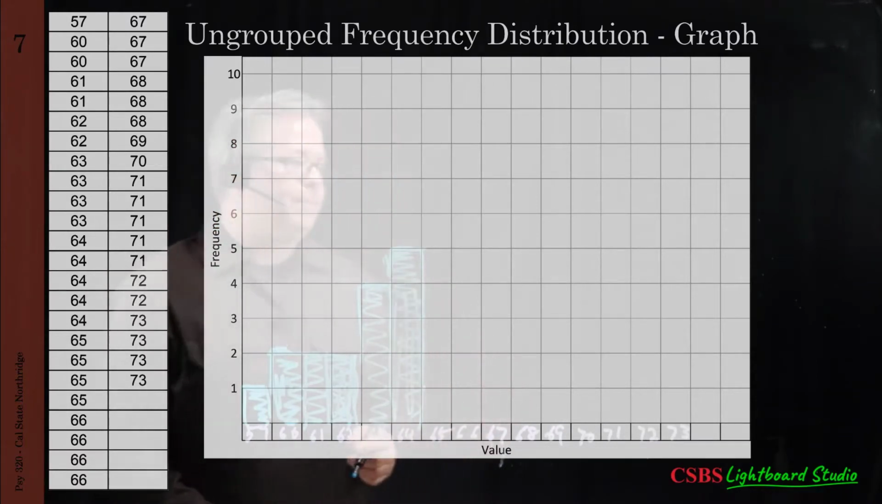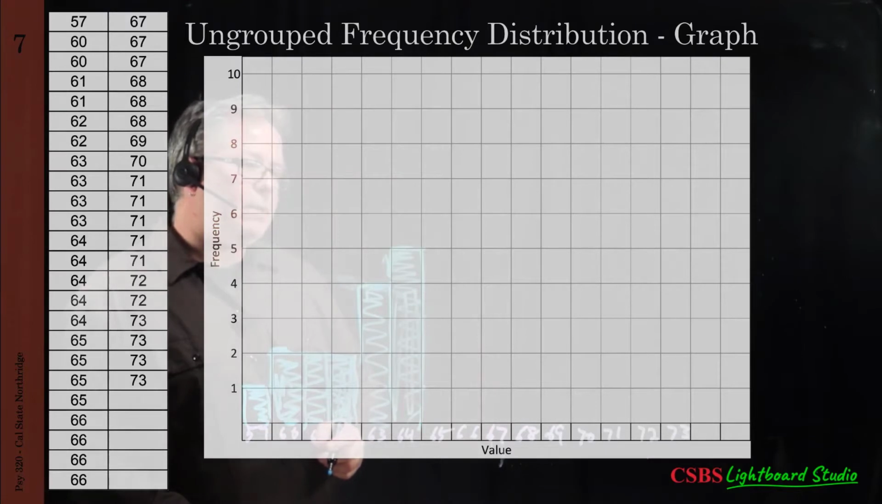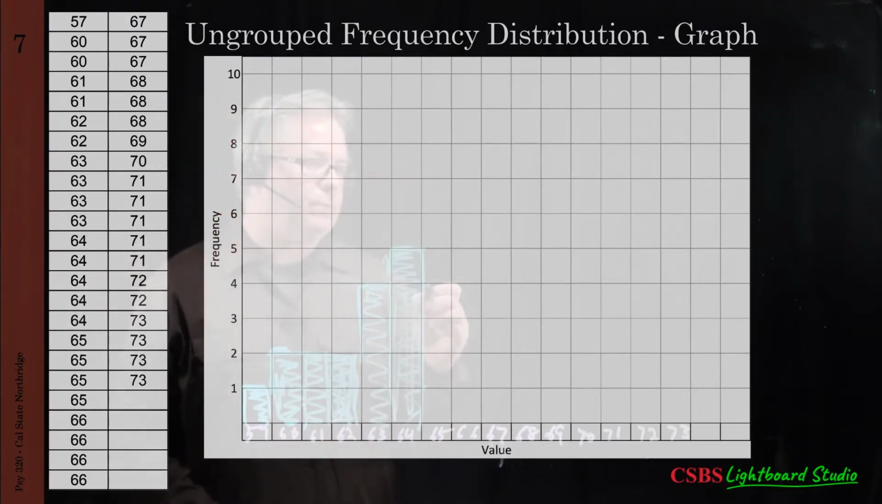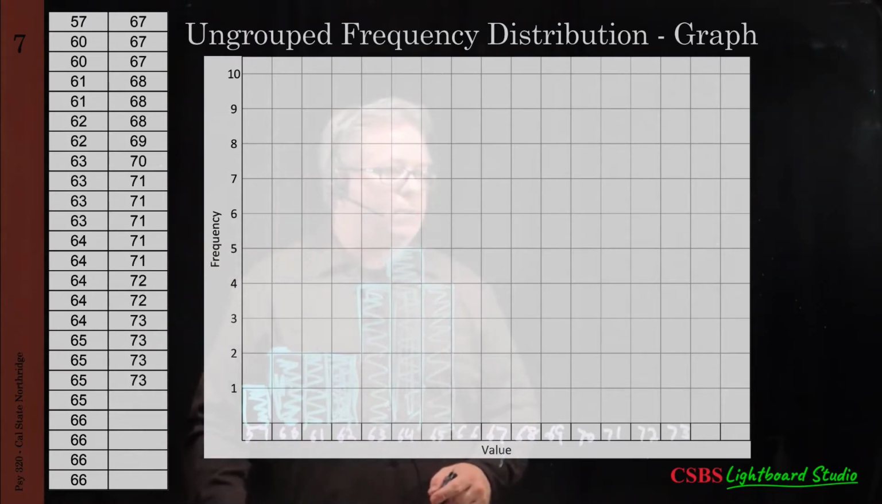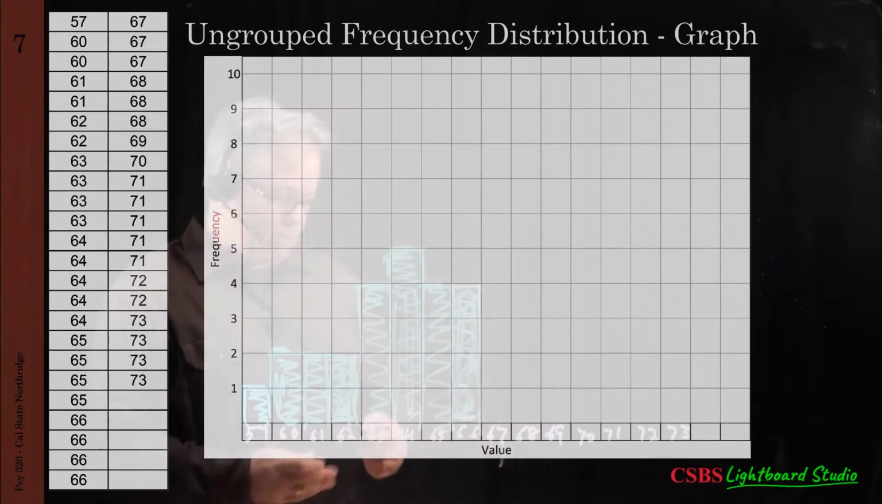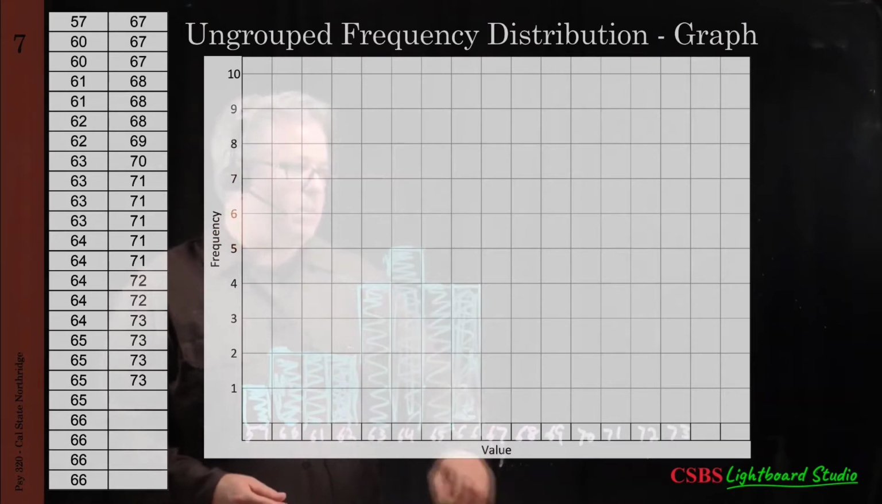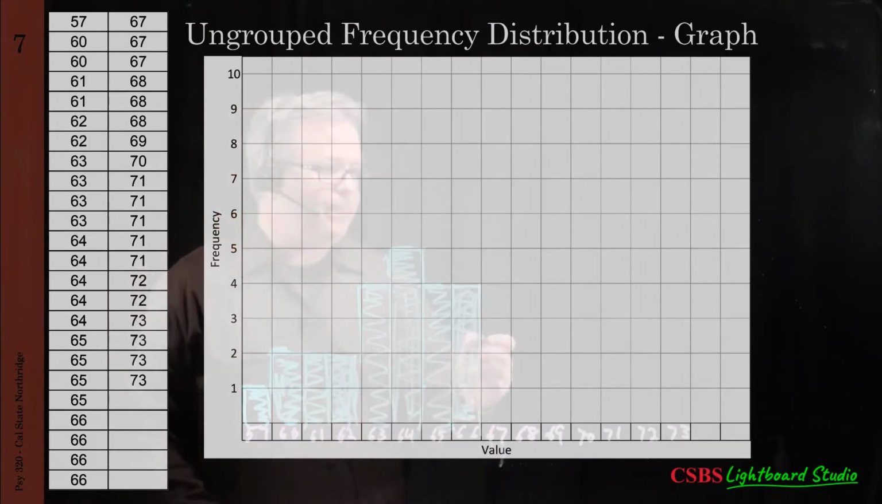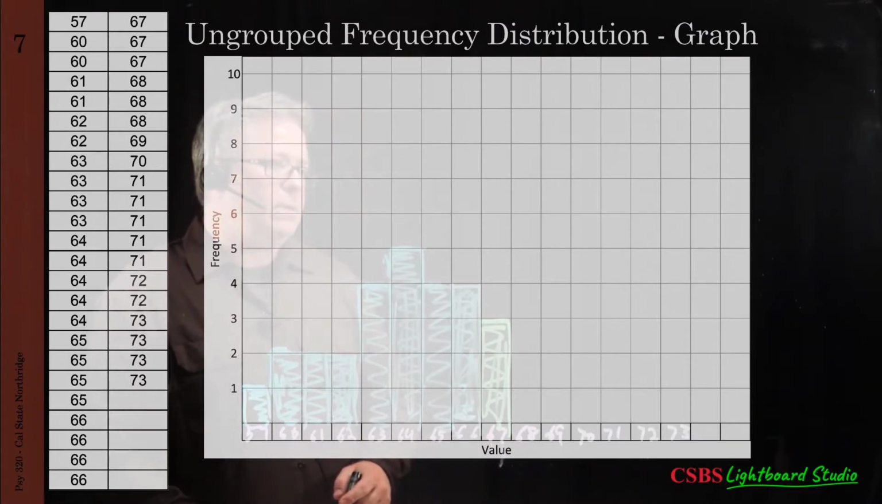This marker might be dying. 65, there are 4. It comes back down here. 66, 4. Use a different marker. 67, there are 3. 68, also 3.